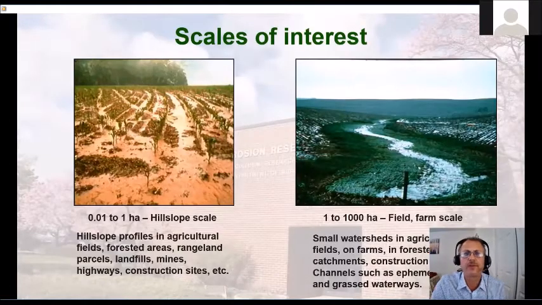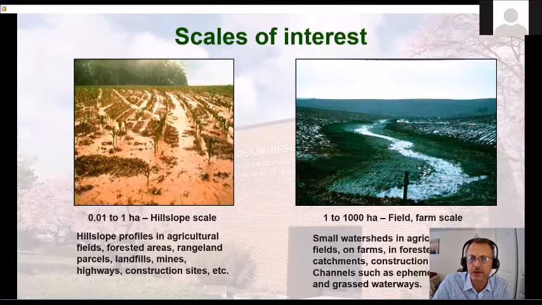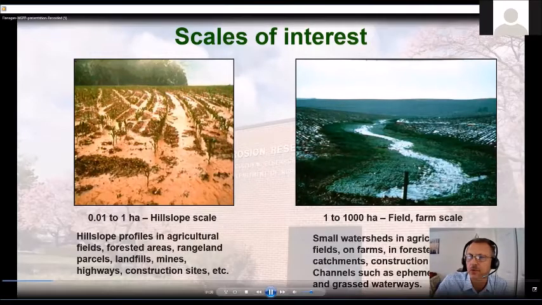So the scales of interest that we're talking about are hillslope scales from about one hundredth to 1 hectare in size, up to from 1 to 1,000 hectares or so for field and farm scales, so small watersheds in agricultural areas or other areas such as forested regions or construction sites, and channels such as ephemeral gullies or grass waterways.